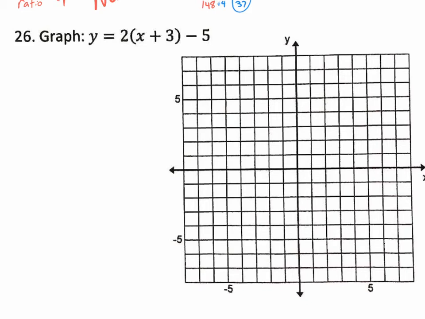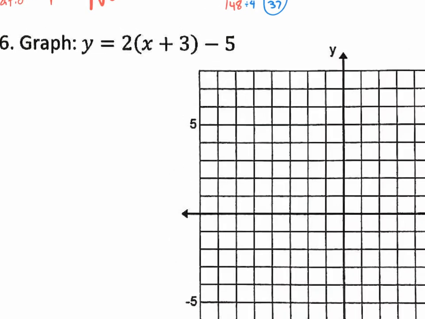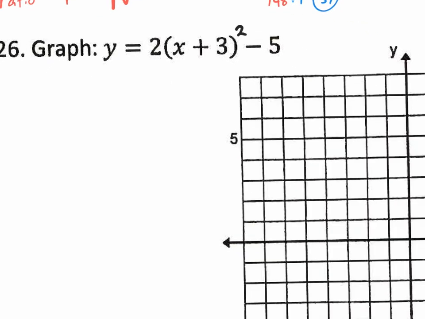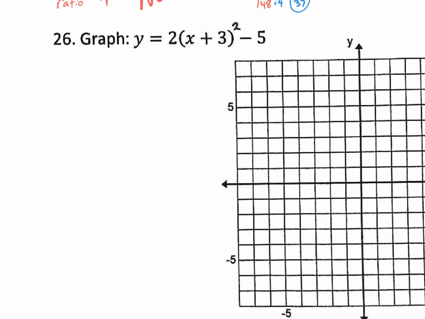Number 26, we need a graph again. And I believe there's another typo right here on 26. What's wrong with this problem, guys? There's no square on it. Ladies and gentlemen, please put the square right there on that problem. This is a parabola. We need that square there. My bad. Sorry about that. That's several mistakes I made on this practice final. Okay, guys.